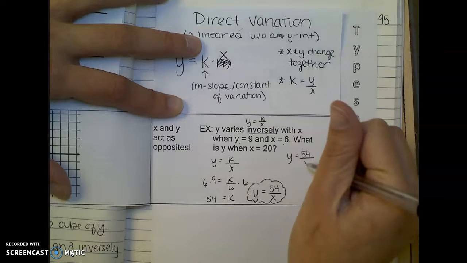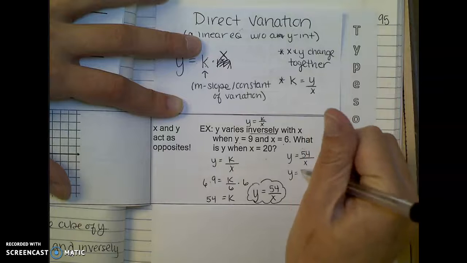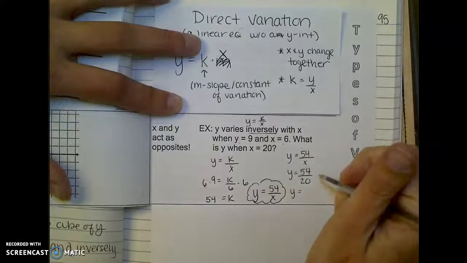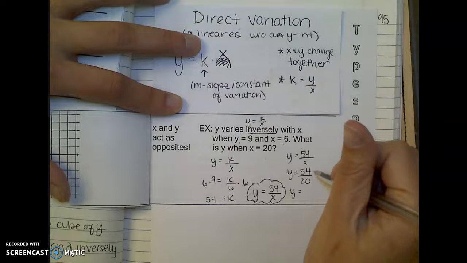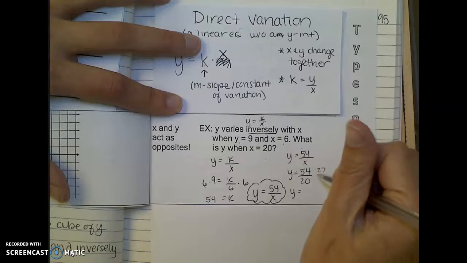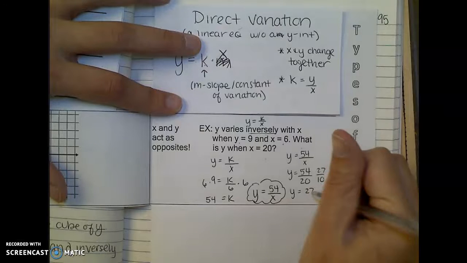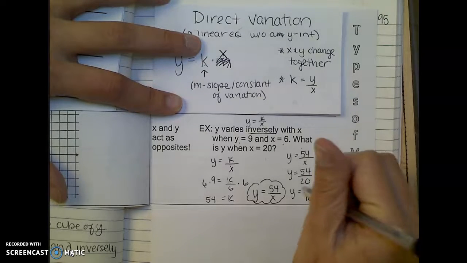So since x is 20, we can plug that in. And I would probably just reduce there, like definitely 2 will go into both. Like 27 times there, 10 times there. So 2.7, or just 27 over 10. Whatever works for you.